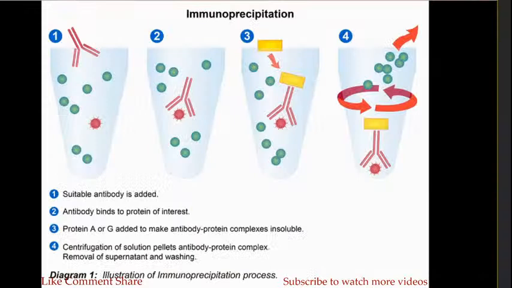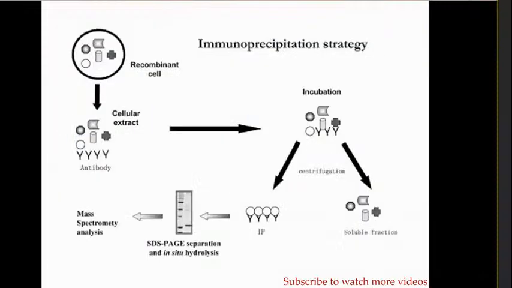Then immunoprecipitation. In this immunoprecipitation, we can understand it with the antigen and antibody. Once the sample has the antigen, that antigen interacts with the antibody. Then by addition of the substrate or a binding molecule for the antibody, due to the higher molecular weight, it settles down in the solution. After that, we can obtain the precipitated molecule.